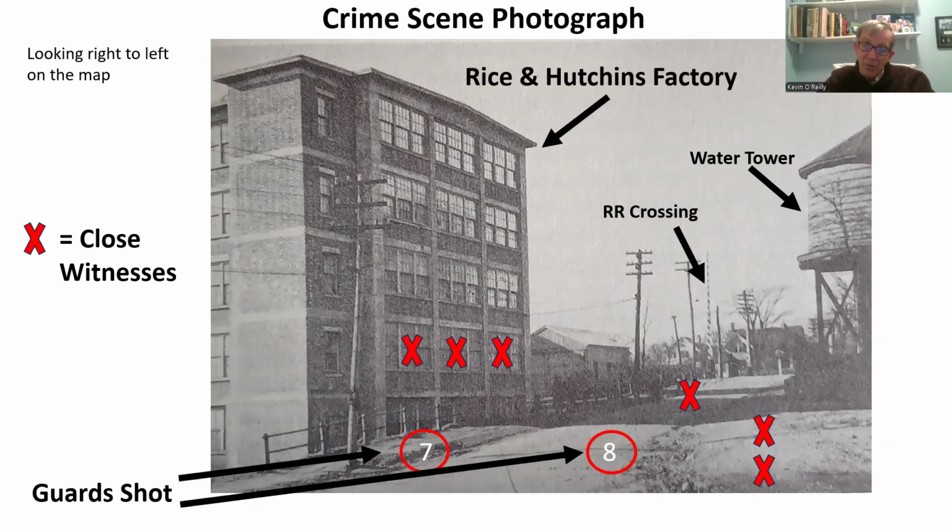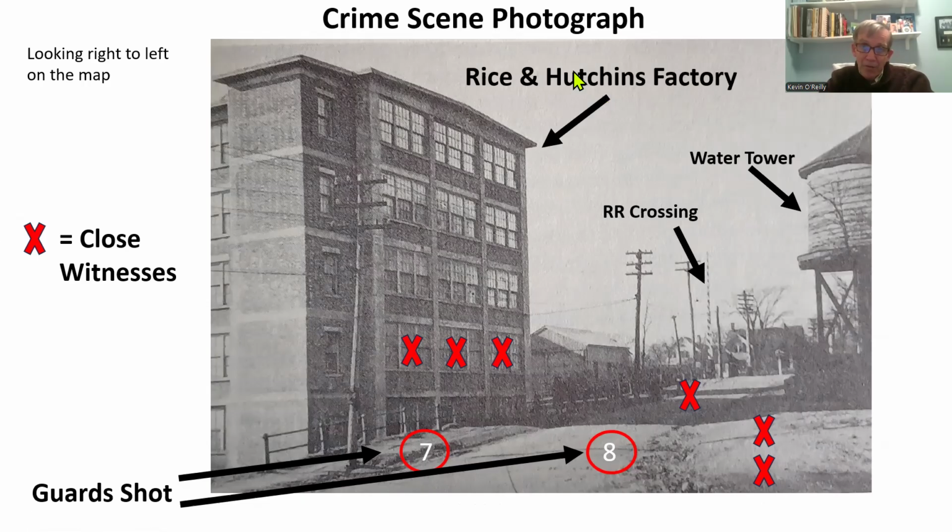You can see the railroad crossing here. They drove the car here, the water tower on the map. So this is where the two guards were shot. One of them ran across the road and was shot when he crossed. So that's the situation with that.